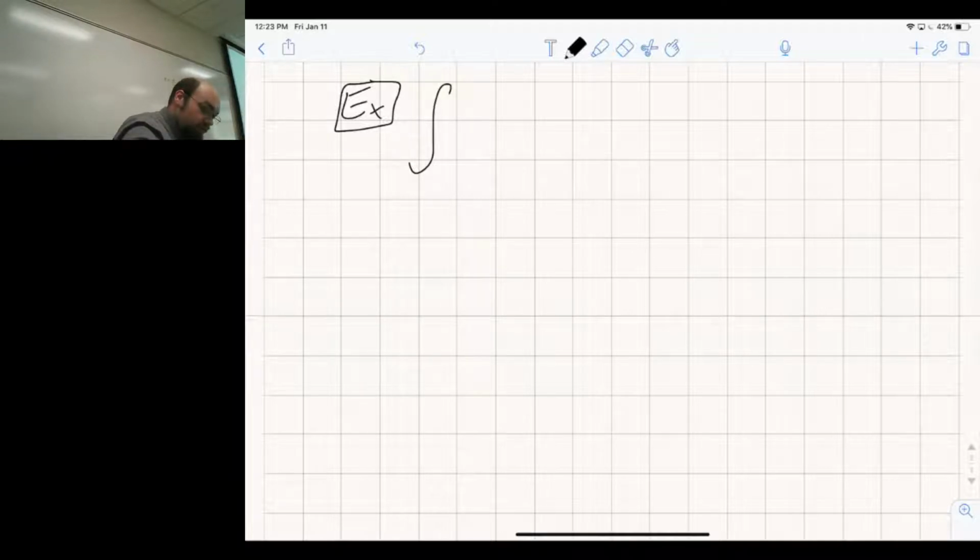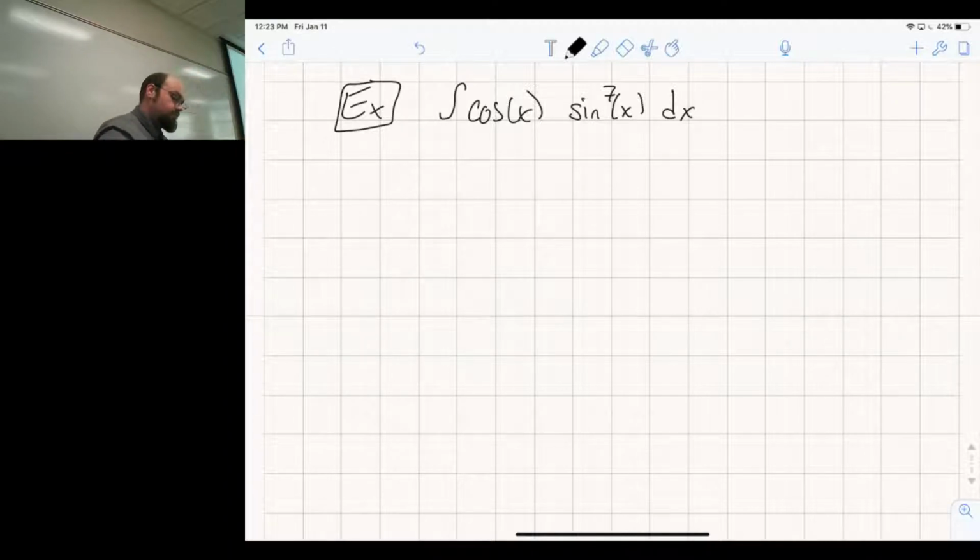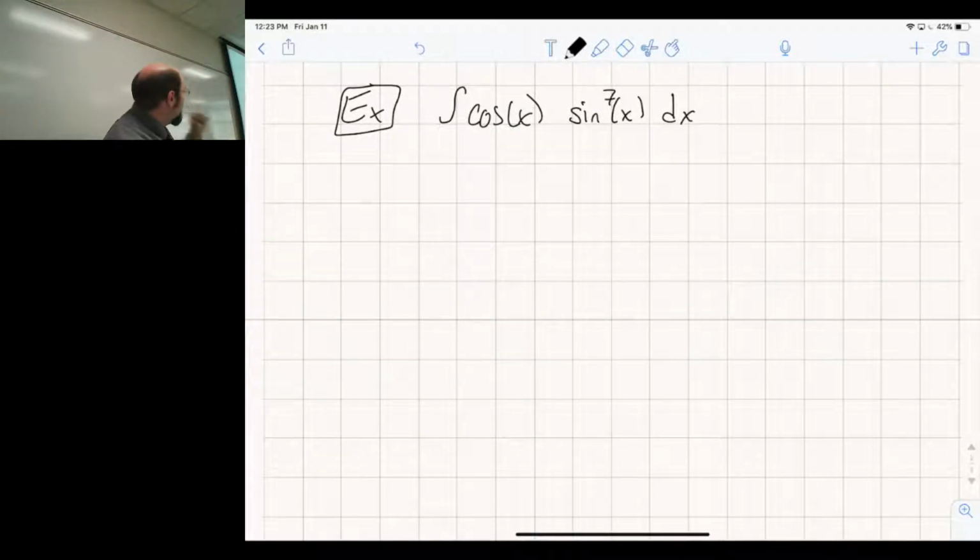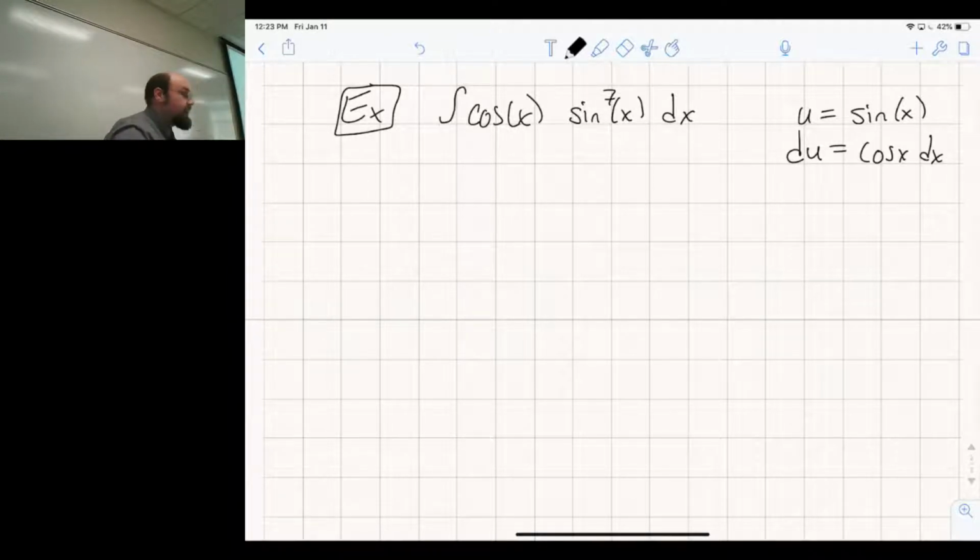What about the integral of cosine of x times sine of x to the 7th power? Maybe I don't need such a big integral symbol. What do you think here? What u would you pick? You want u to be sine of x? So that forces du to be cosine of x dx. Well, that's great because I have that.